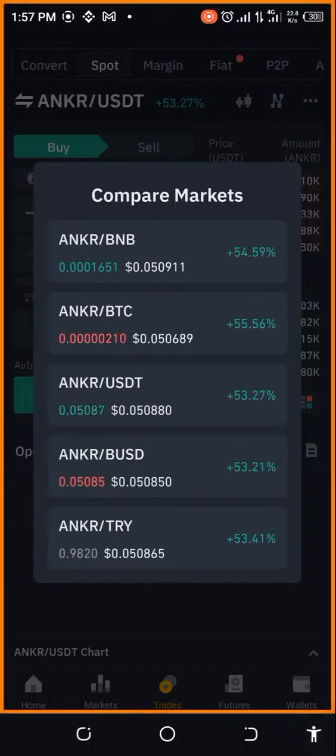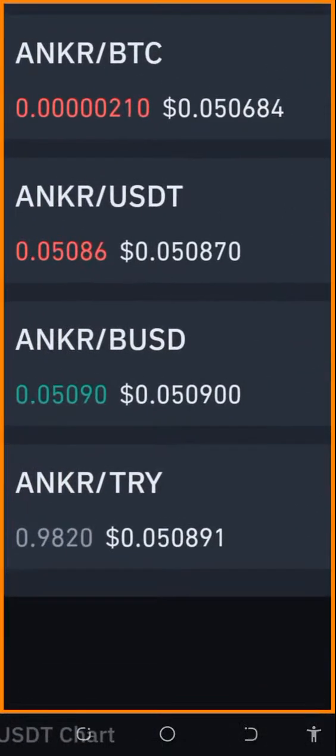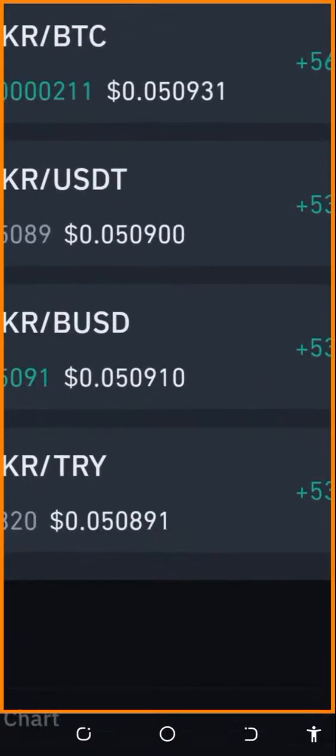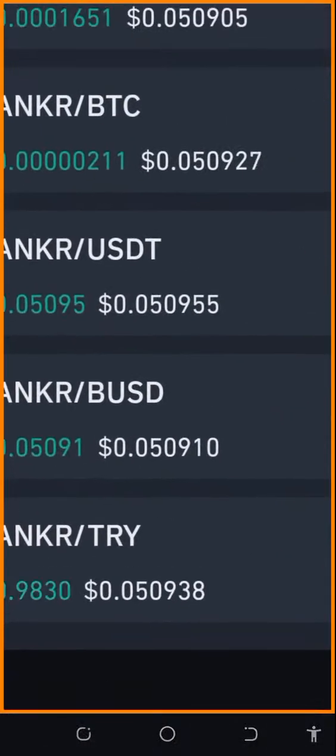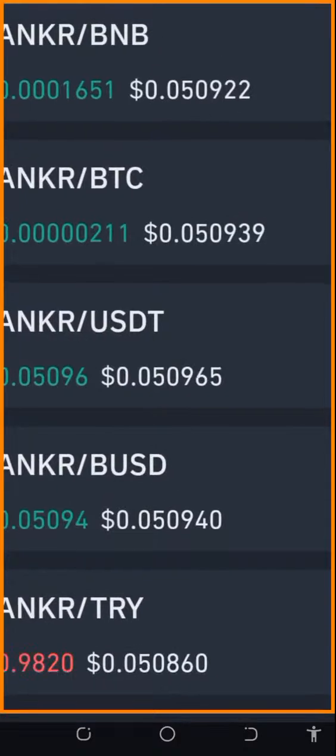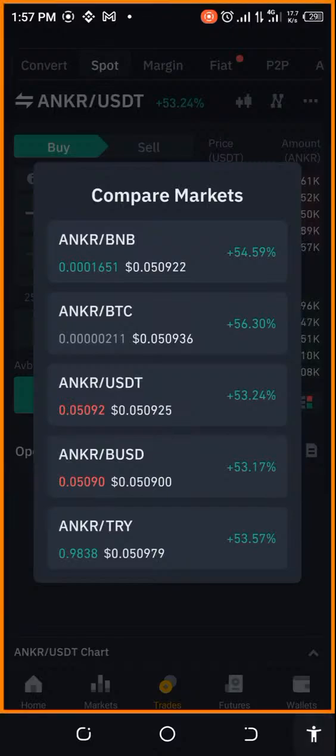Okay, today we're currently on ANKRUSDT. We're on the compare markets for ANKR coin, and we're looking at the opportunities that are there. We're looking at the prices. I can see the prices are rapidly changing, and for a few moments I've been seeing it change up and down. So I'm just waiting for it to get to a very considerable range.